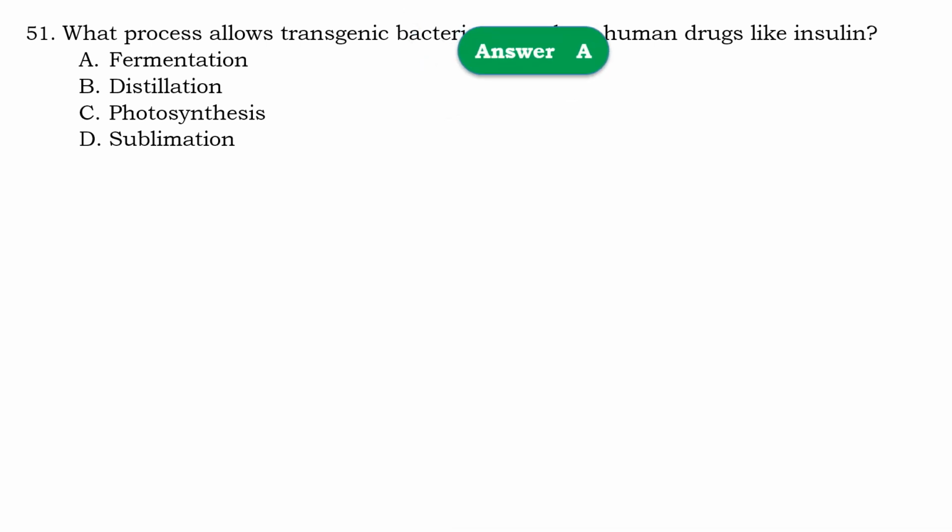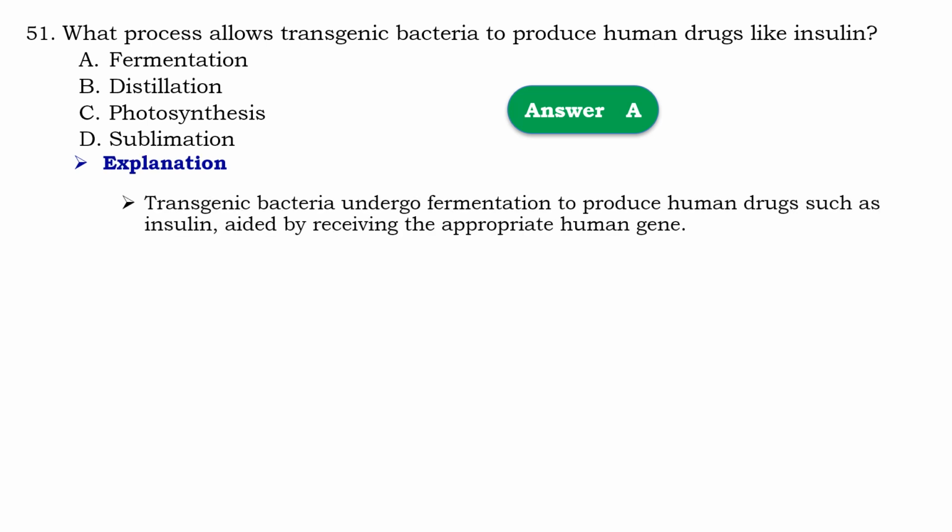So that should be fermentation. It means that transgenic bacteria undergo fermentation to produce human drugs such as insulin, aided by receiving the appropriate human gene.